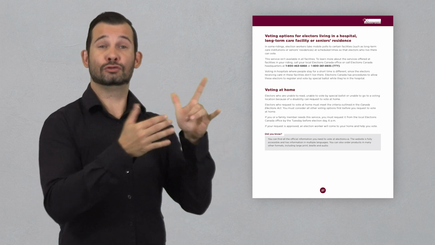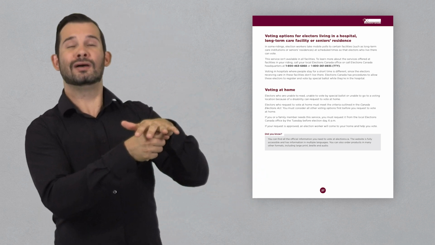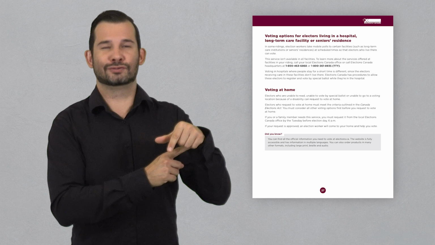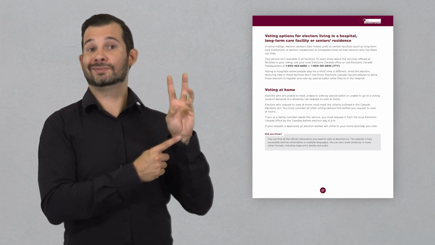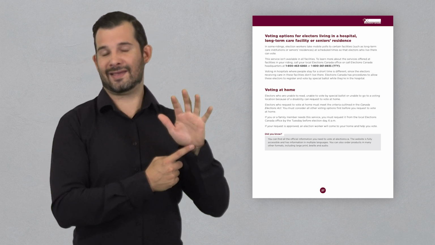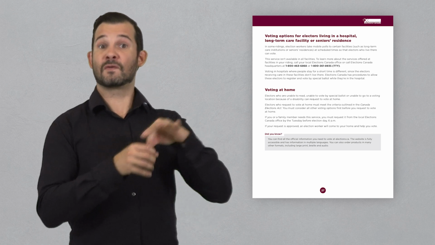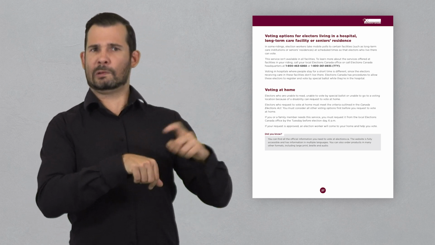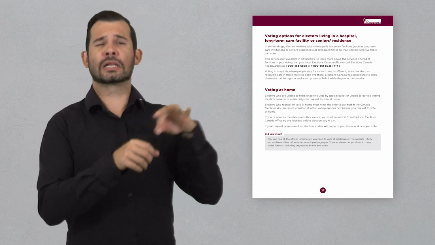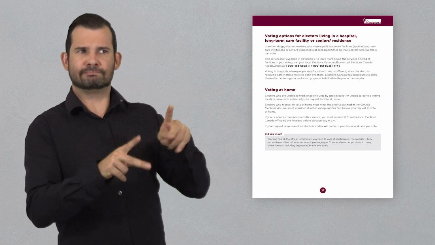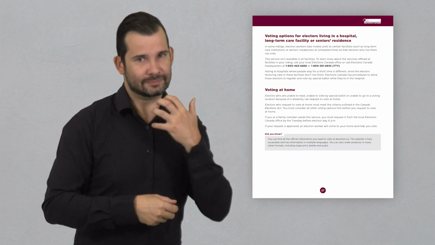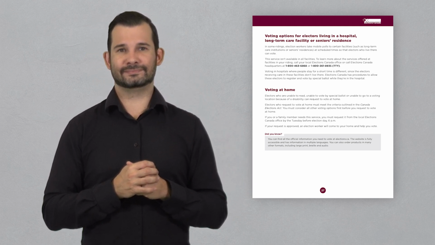To learn more about the services offered at facilities in your riding, call your local Elections Canada office or call Elections Canada headquarters at 1-800-463-6868 or 1-800-361-8935, TTY. Voting in hospitals where people stay for a short time is different, since the electors receiving care in these facilities don't live there. Elections Canada has procedures to allow these electors to register and vote by special ballot while they're in the hospital.